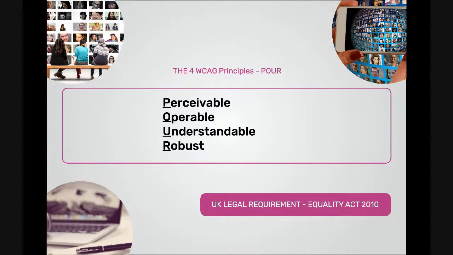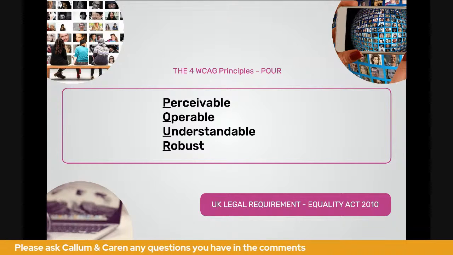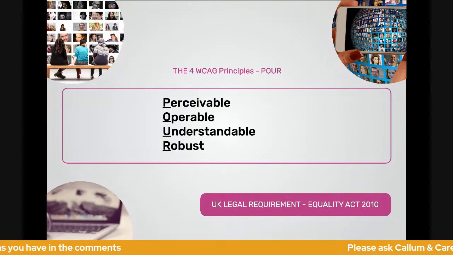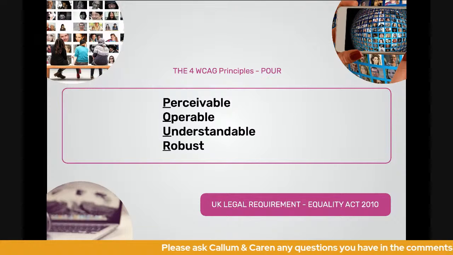Now, perceivable means that website visitors must be able to perceive the information and interaction components of a site. They cannot be hidden from them. Operable means that all users must be able to perform interactions with user components and the navigation of a site. It must be operable, so it must be functional. Understandable means the information on and operation of a website must be understandable. It cannot be beyond the user's understanding.